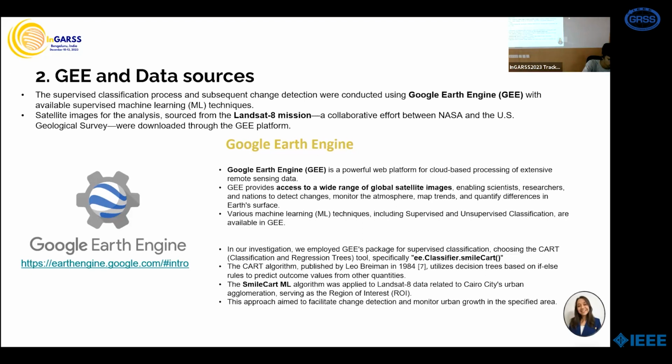In our study, we utilized the Google Earth Engine package for supervised classification, specifically employing the CART tool. This algorithm employs decision trees based on if-else rules to predict outcomes from other quantities. The CART machine learning algorithm was then applied to Landsat data focused on Cairo city's urban agglomeration, serving as the region of interest. The goal was to enhance change detection and monitor urban growth in the specified area.